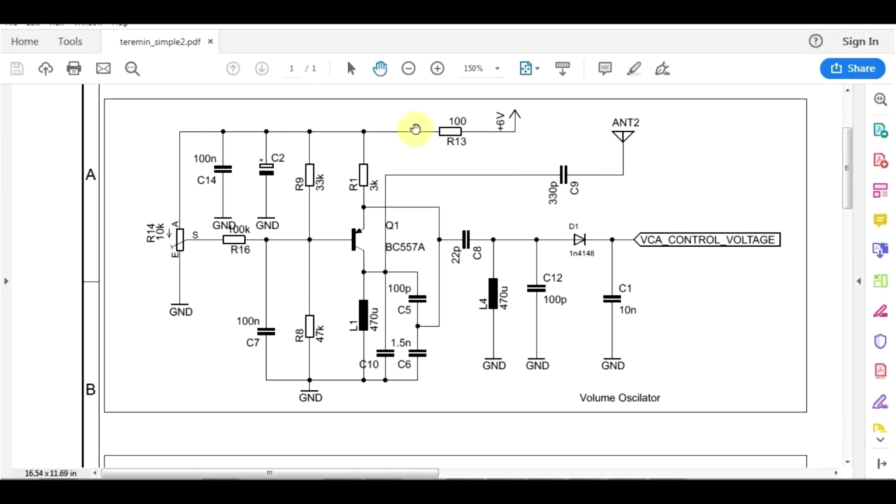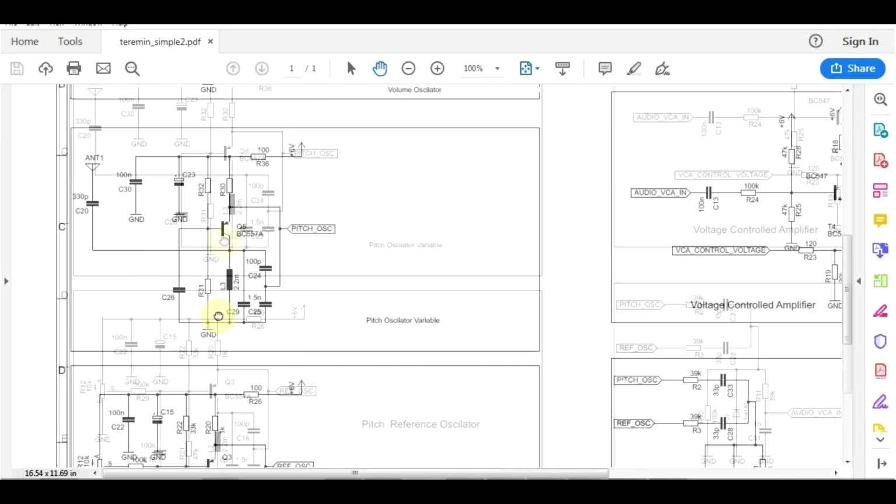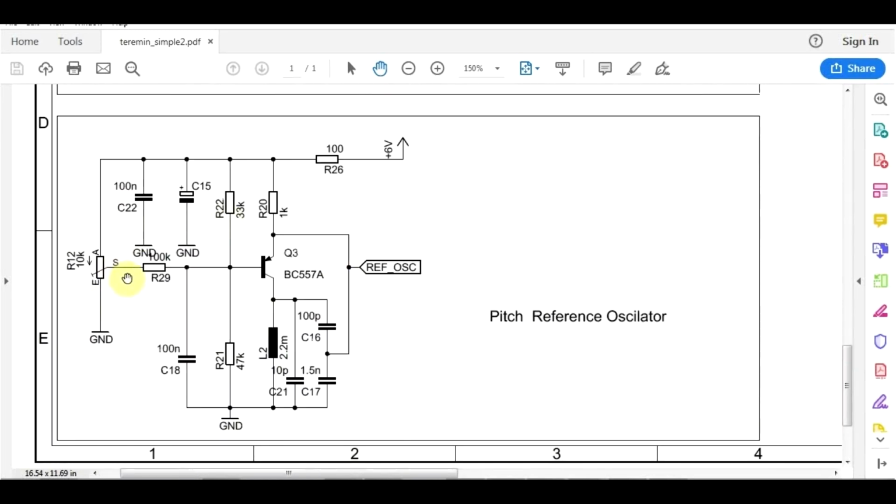I added filtration elements between the supply and the oscillator. So this circuit will work from 6 volts to 9 volts, it doesn't really have a very specific supply range. So I added this filtering resistor and filtering capacitors. And finally I added this thing, so I have a potentiometer and a series resistance going into the base of the oscillator's transistor. Now I added one of these for the volume oscillator and another one for the pitch reference oscillator.